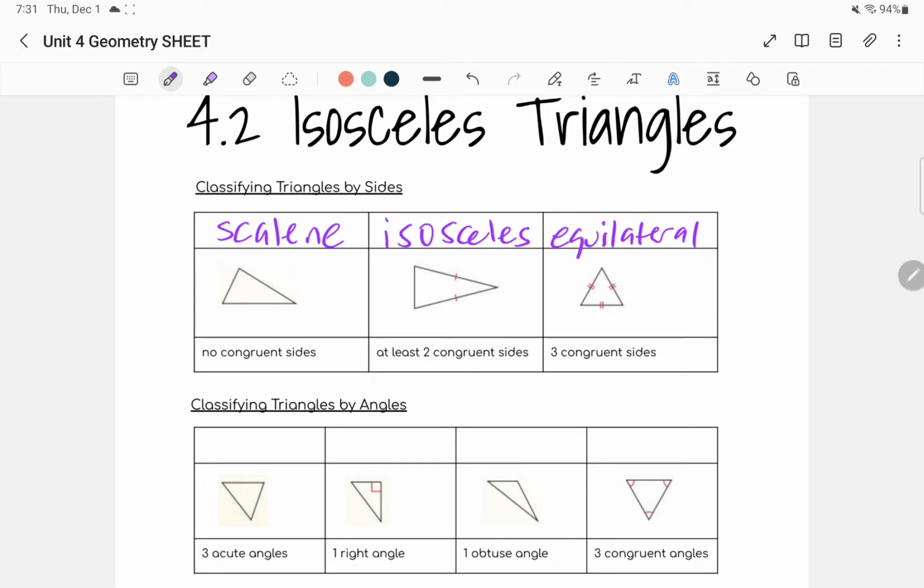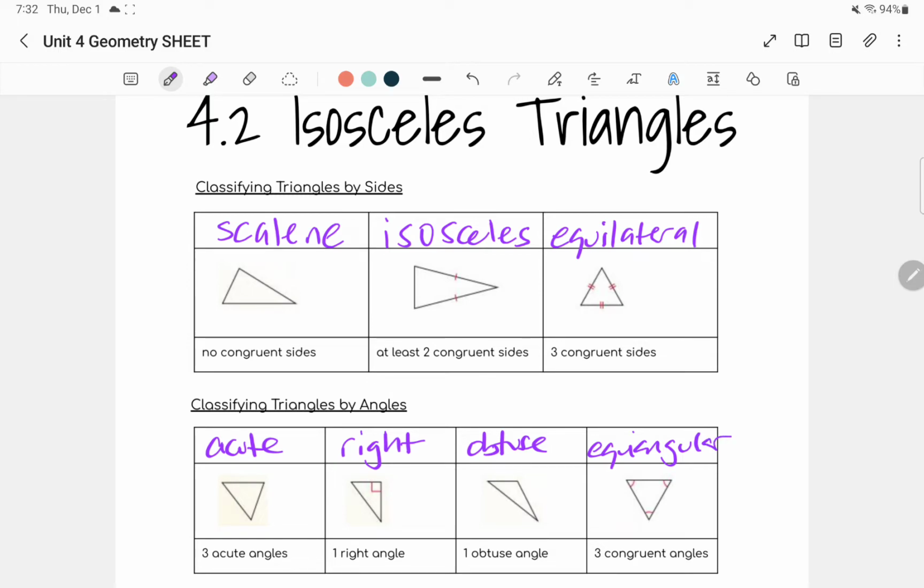And now by their angles, if there are three acute angles, we call it an acute triangle. If it's got one right angle, meaning one angle is 90 degrees, we call that a right triangle. And if there's an obtuse angle, we're going to call that an obtuse triangle. And last but not least, if three congruent angles are there, we call that equiangular.